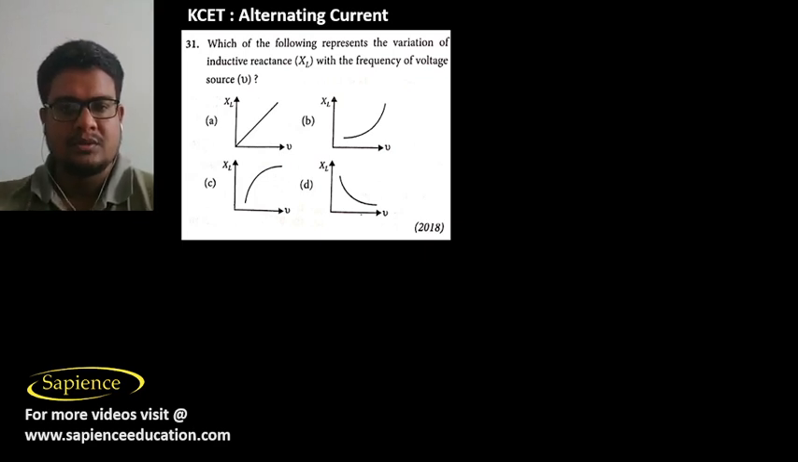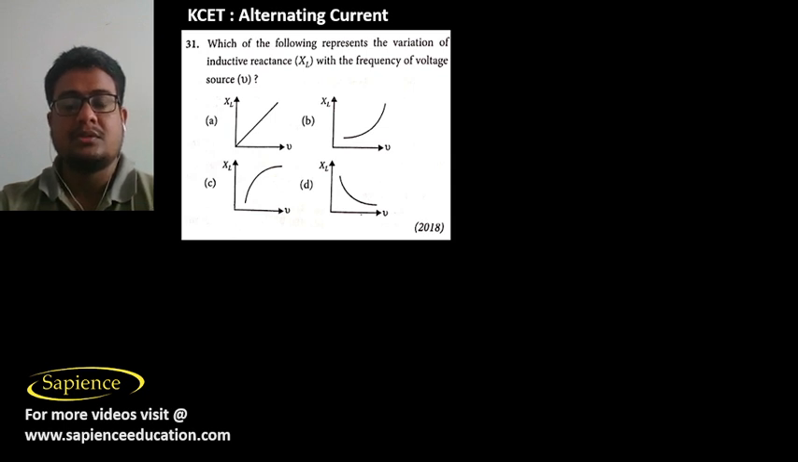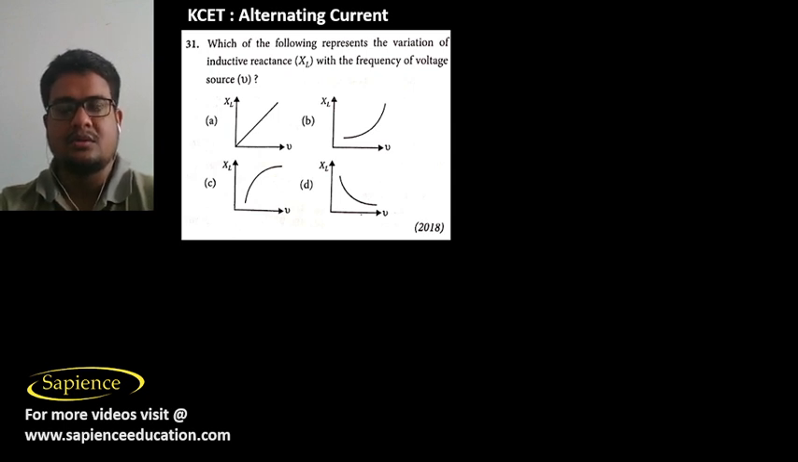Hello everyone, good evening. So we shall solve some more KCET questions of the previous years. We'll solve some previous year KCET questions on the chapter alternating current. The previous two parts solved up to question number 29. So in this third part of the video on alternating current, I'll start from question 30.